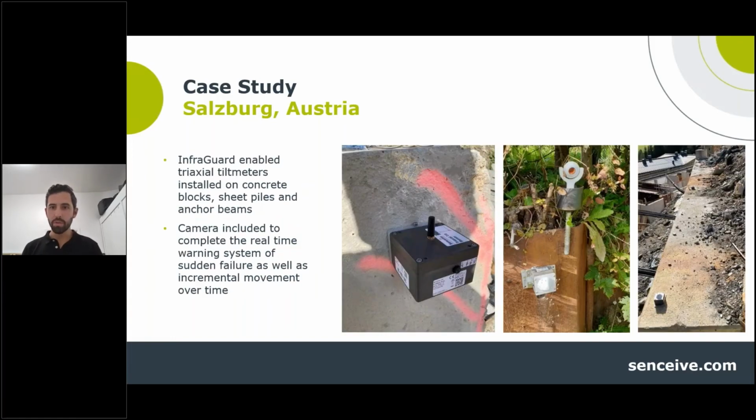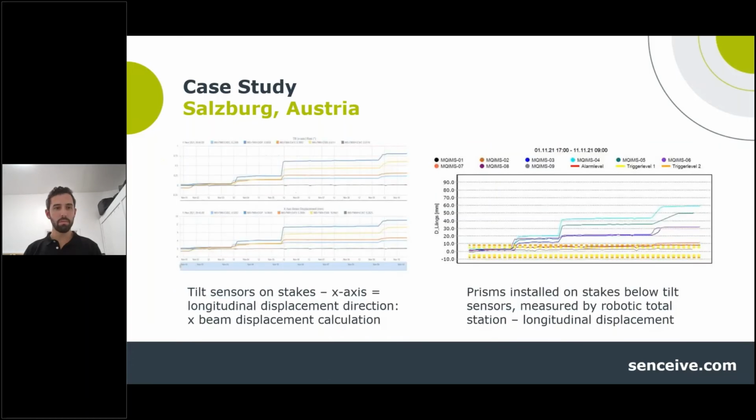So what's great about this project and these photos that we do have is really emphasizing the point that the nodes don't need to be installed just on slope, just on stakes. They of course can be installed on other structures. So we see here, on the first photo, a concrete block, the second being a sheet pile, and the third being an anchor beam. And a camera was included on this project and did pick up movement when that was indicated. And this is a comparison of that data.